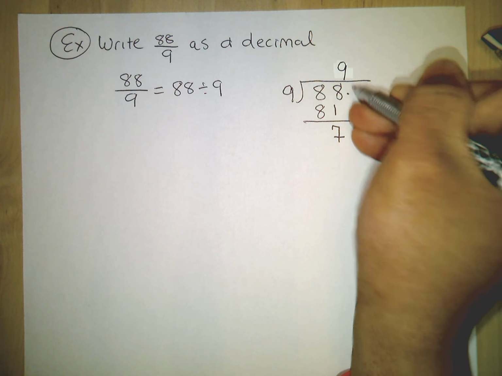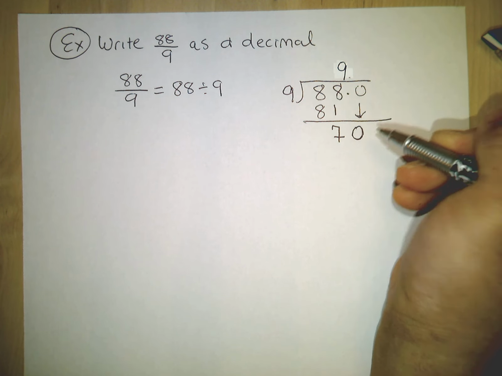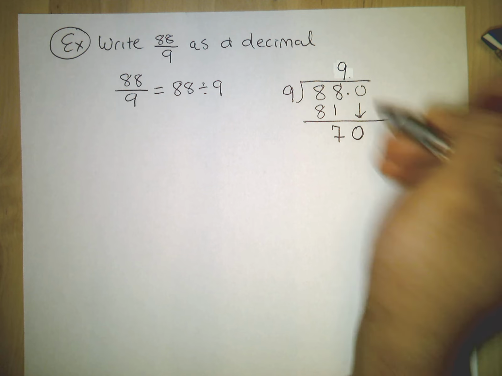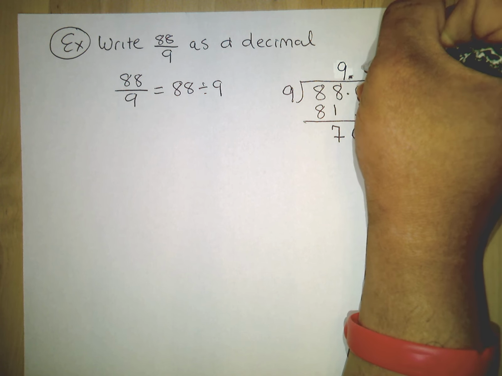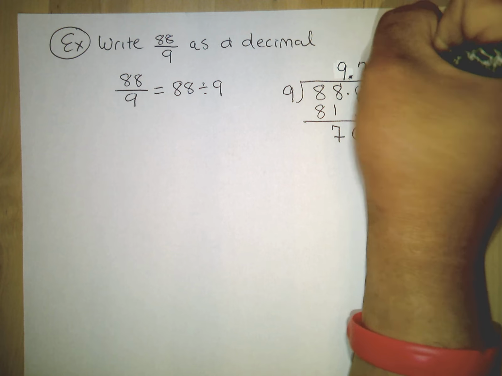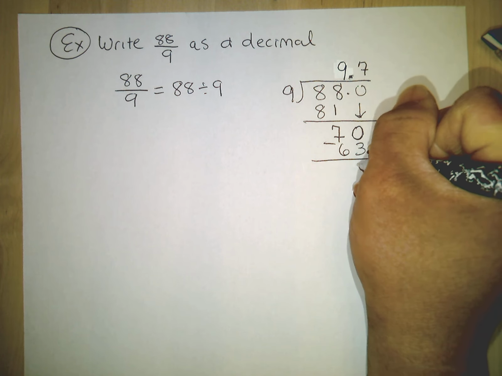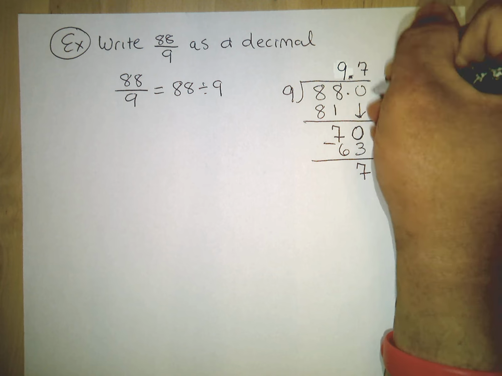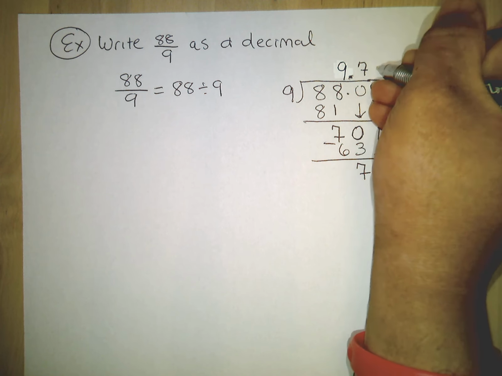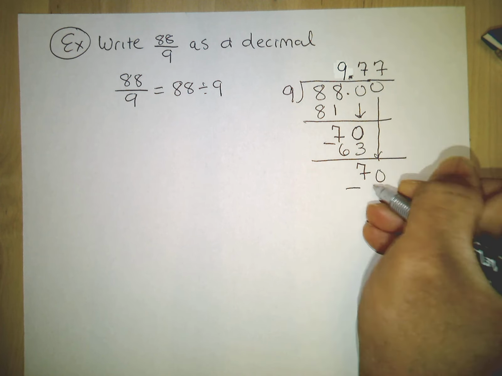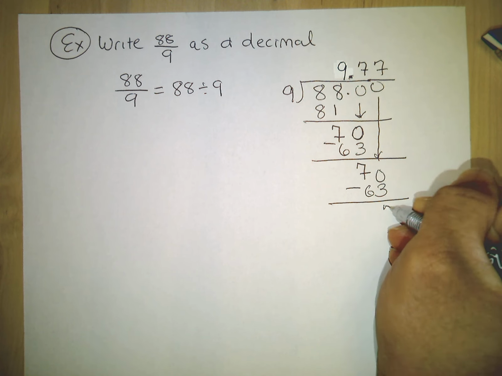All right, now we need to put a decimal point and bring down a 0. So now 9 goes into 70. Let's see, that will be 7 times. 9 times 7 is 63. 70 minus 63 is 7. We need to bring down another 0. 9 goes into 70 7 times. 7 times 9 is 63. 70 minus 63 is 7.